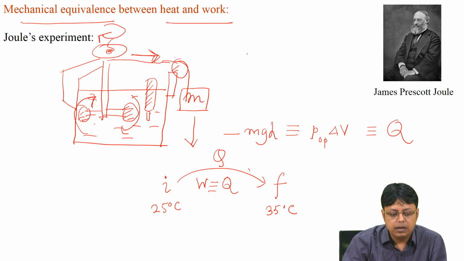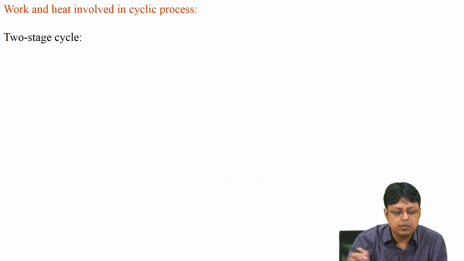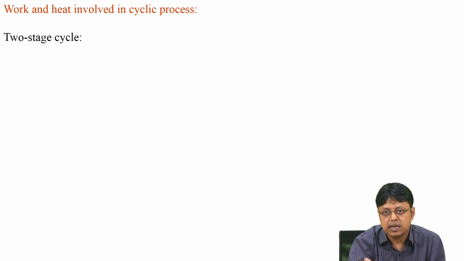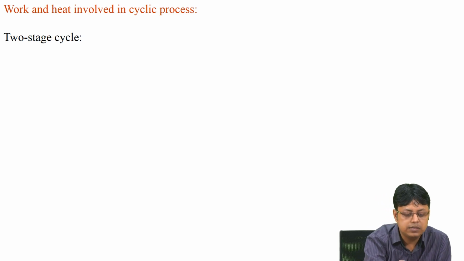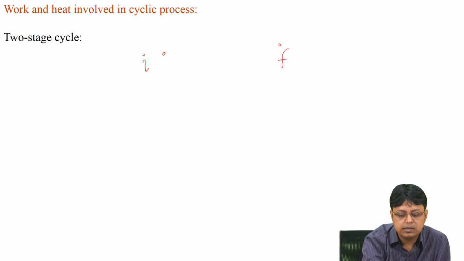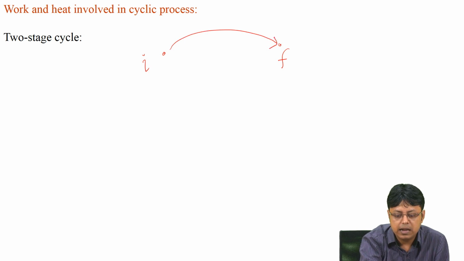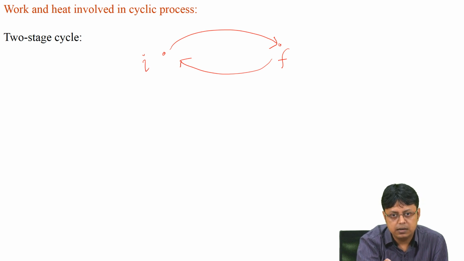Now, in the earlier class we discussed the two-stage cyclic process, where we said suppose we are going from some initial stage to a final stage by single step expansion, and then we are coming back with single step compression. Now, let us try to understand how this pressure volume work, which we already calculated for this process, is related to the heat changes in the surrounding.